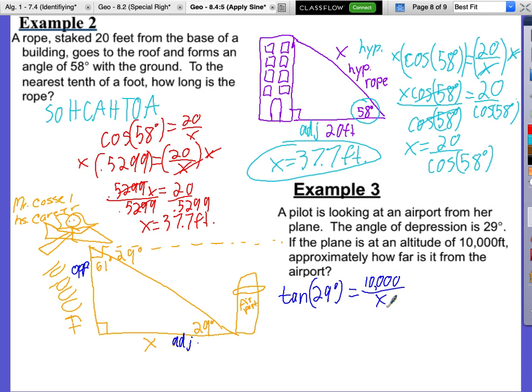So, is the reason why the 29 right there and the 29 right there are the same because they're alternate interior angles? They would be alternate interior angles. Yeah. Is that why? So, that's one of the ways why.